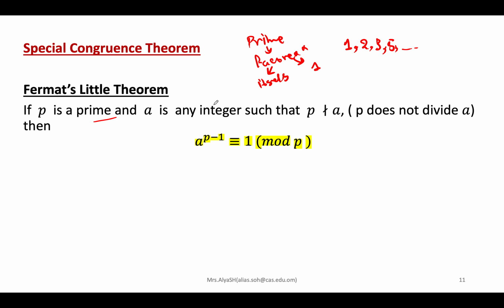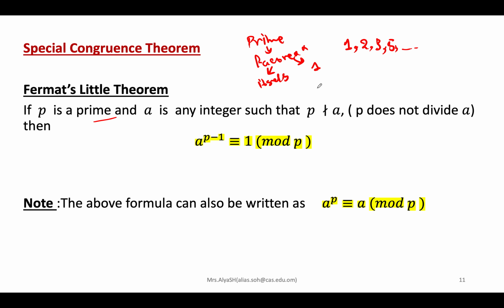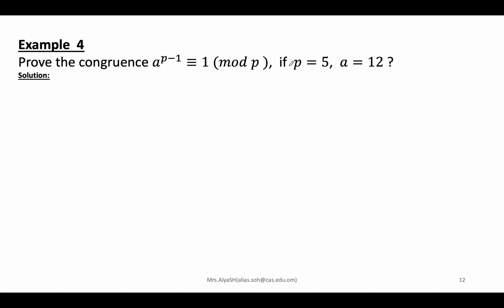So if we have a to the power p minus 1, with p a prime number, then it's congruent to 1 mod p. And it's important to know that p does not divide a. Let's check one example, but before that we have another formula, which says that a to the power p is congruent to a mod p. First, let's prove the first formula, where a to the power p minus 1 is congruent to 1 mod p.